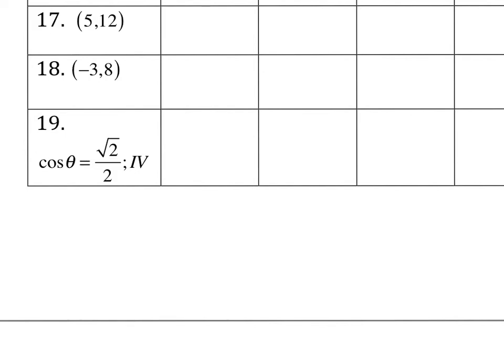It'll just be asking you one specific trig function, like it will give you an ordered pair and you need to find secant, or it will give you cosine theta equals root 2 over 2 and you need to find tangent. So let's just do numbers 18 and 19. If we can do those, you'll be in good shape.